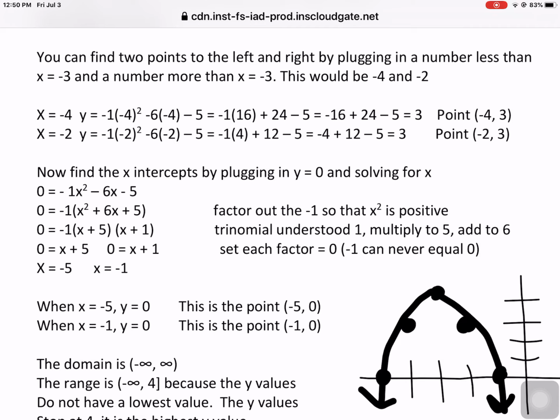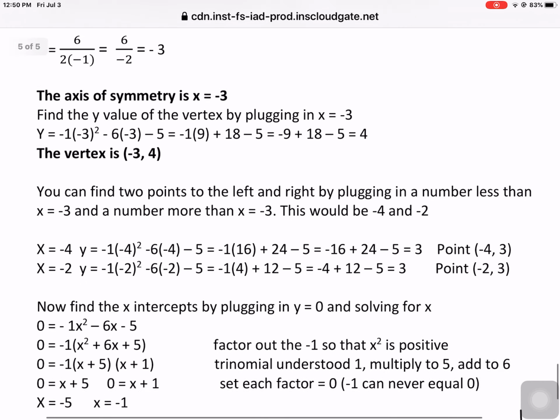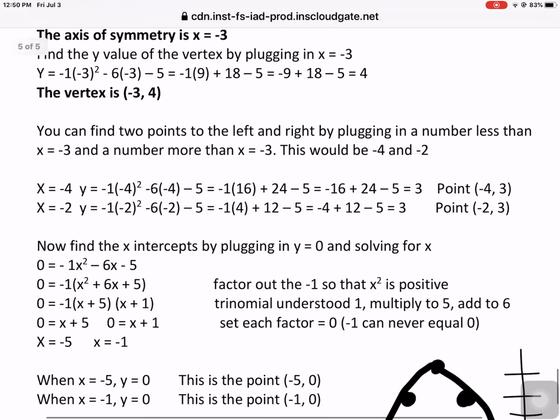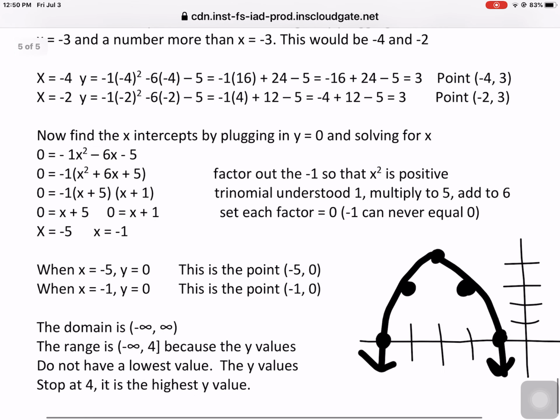Okay, so let's graph everything that we have. -5, 0 is left 5 up 0. We also had -4, 3, left 4 up 3. We also had our vertex from before. Let's look back. Our vertex is -3, 4. So you can see left 3 up 4. We also had the point -2, 3. Left 2 up 3. We also had the point -1, 0. Left 1 up 0.